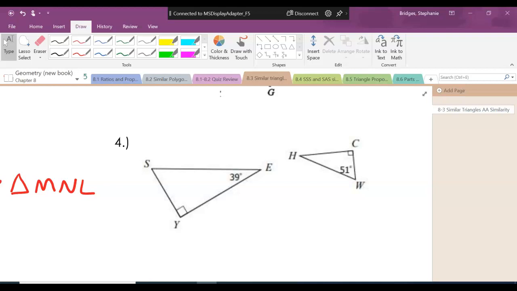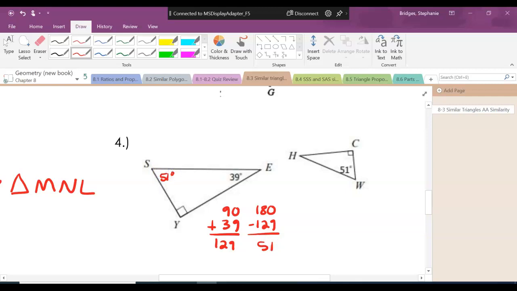Okay. So what I want you to do first is find the measure of angle S. Remember, a triangle has how many degrees? 180. So what I want you to do is add 90 and 39. You have a calculator in front of you. And then we're going to take that and subtract it from how many degrees the triangle has. 180. And we're going to subtract. What is 180 minus 129? 51.